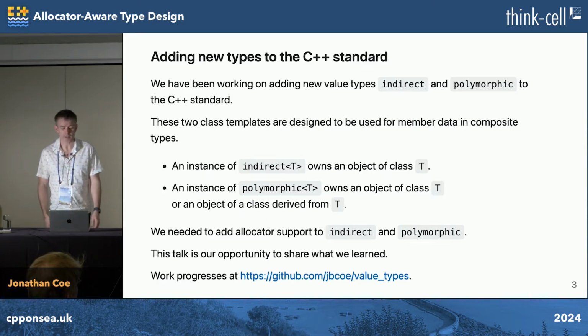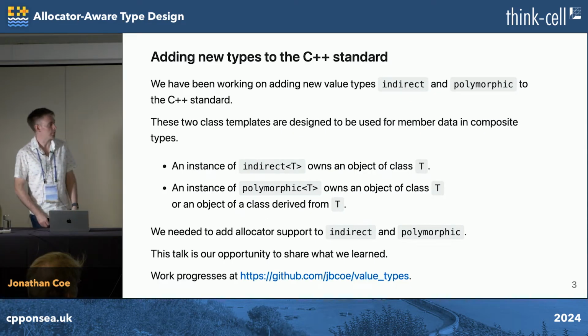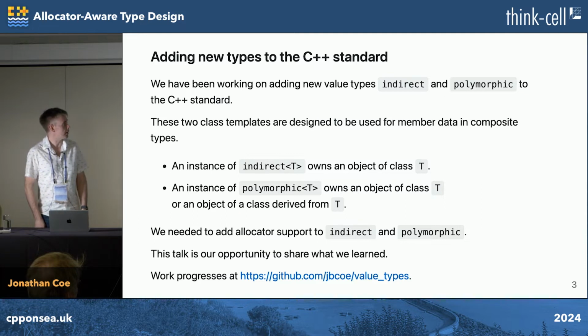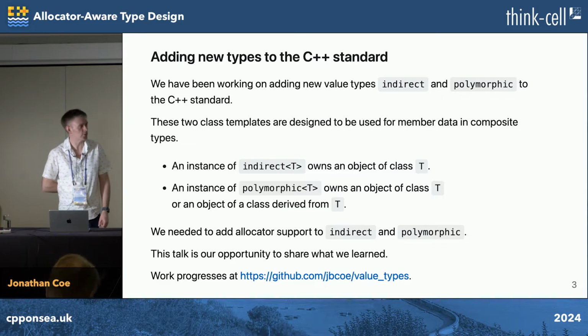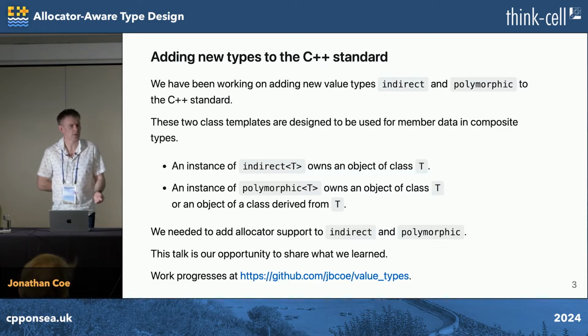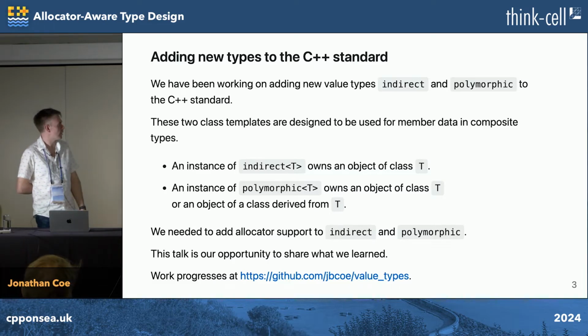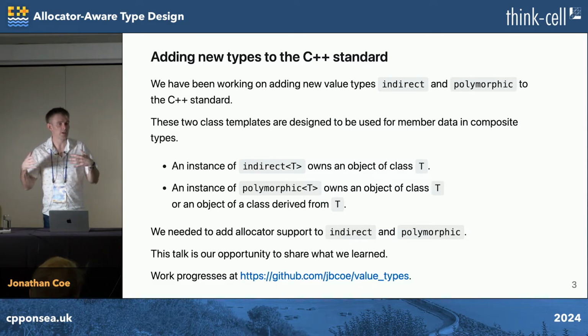We've been working on adding these new value types along with Sean Parent and Peacock. I've worked on adding these to the C++ standard. These are two class templates. They're designed for use as components of classes, and they have value semantics. Indirect is a bit like unique pointer, but behaves like a value. Polymorphic is a little bit less like unique pointer, also behaves like a value, and that supports inheritance and the like. So you can put things inside a polymorphic object which are of a derived class.